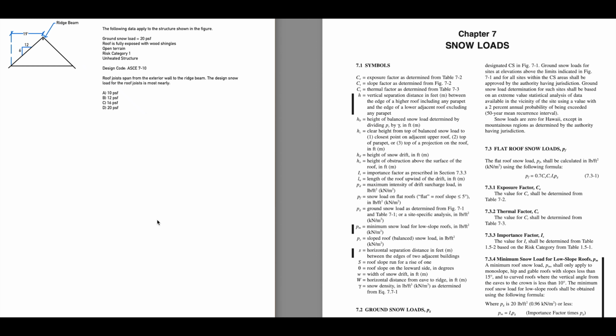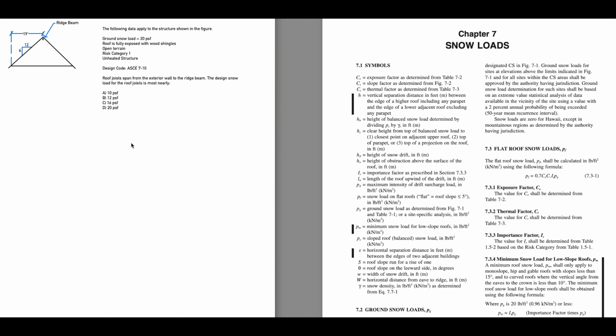All right, in this problem, we are going to calculate the design snow load for roof joists. The question says the following data apply to the structure shown in the figure. The ground snow load is 20 psf, that's PG. The roof is fully exposed with wood shingles. We have open terrain, we have a risk category of 1, we have an unheated structure.